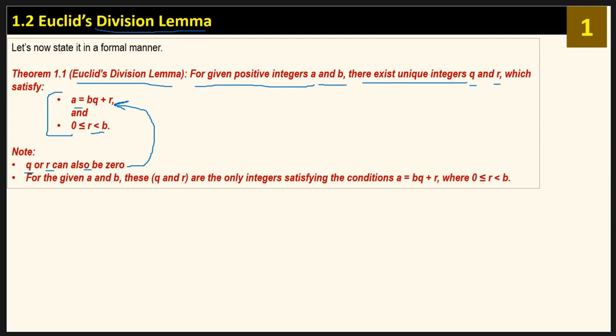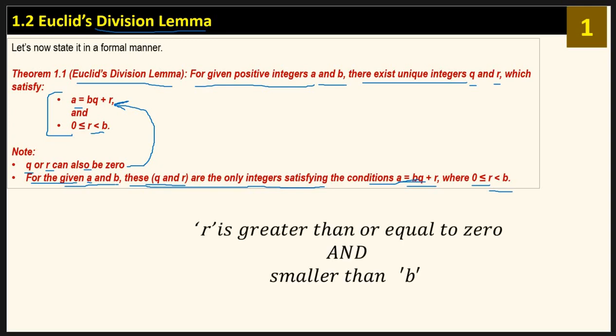The other thing to note is that for given a and b, the values of q and r are unique. That is, for the given a and b, q and r are the only integers which satisfy the conditions a is equal to b times q plus r and 0 is less than or equal to r and r is less than b. In summary, we can say that r is greater than or equal to 0 and r is smaller than b is Euclid's lemma.